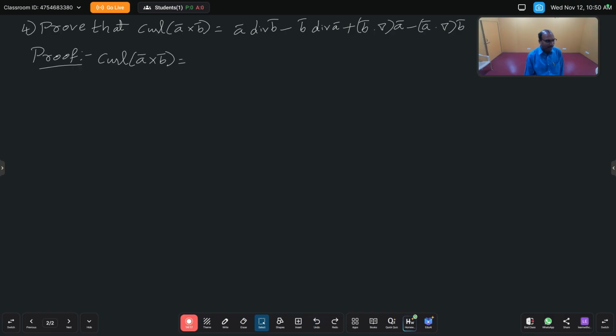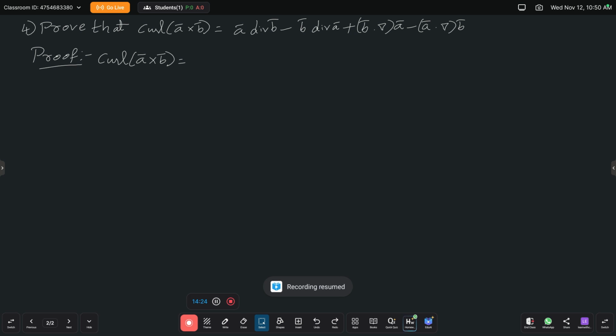For proving this, I am going to take the LHS part. LHS part is curl of A bar cross B bar equals. How can we write curl of A bar cross B bar in the form of del? So del cross of A bar cross B bar. How can we write del cross of A bar cross B bar in the form of summation? Summation of I bar cross dou by dou x of A bar cross B bar.